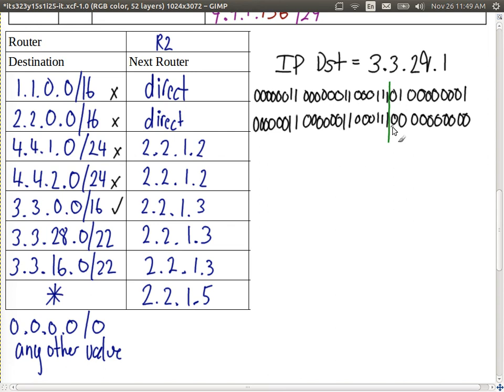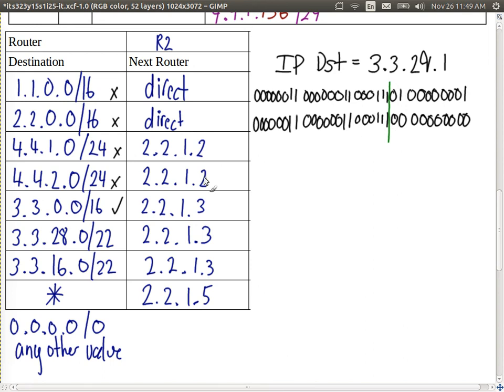Maybe small up there, you can check. Yes, they do match. It's the same. First 22 bits match. So in fact, 3.3.29.1 matches 3.3.28.0. So it matches two rows here.